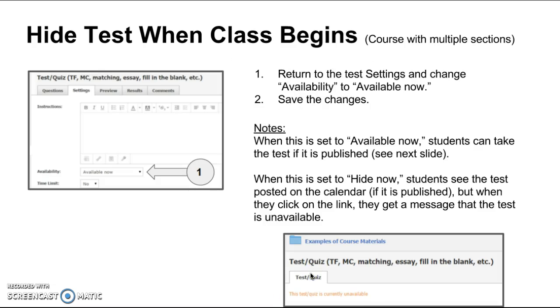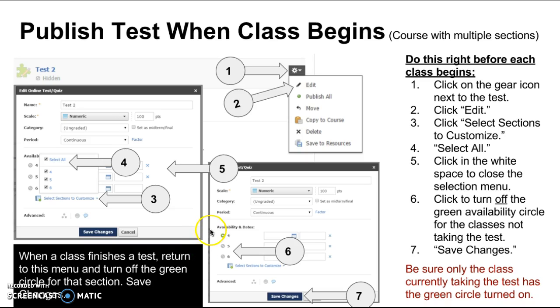Now the exception to that would be if you have multiple sections that are linked together. If that's the case, you're still going to go into the test settings and change this to available now, so that now the test is open and available for taking it. But you will have to do a little bit more management on the other part of it. So if you click on the gear icon and click edit again so that we can see the green circles, because you have these sections linked, you're going to have to manage them one at a time.